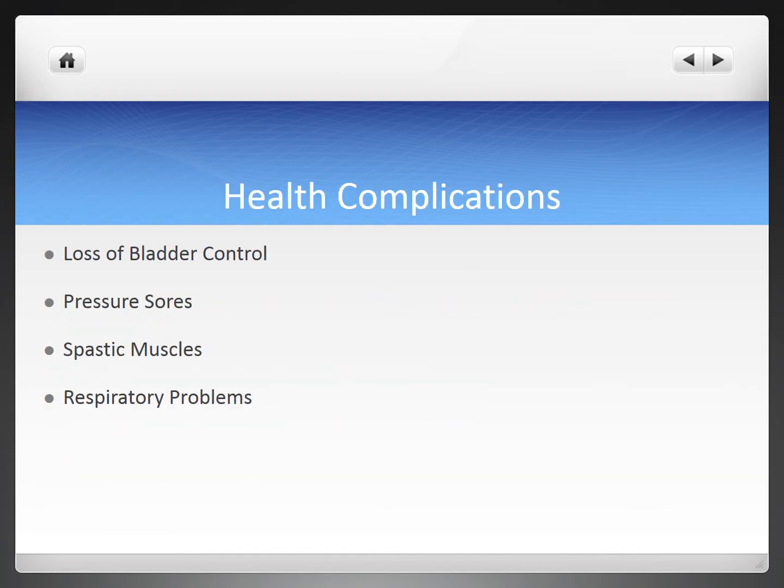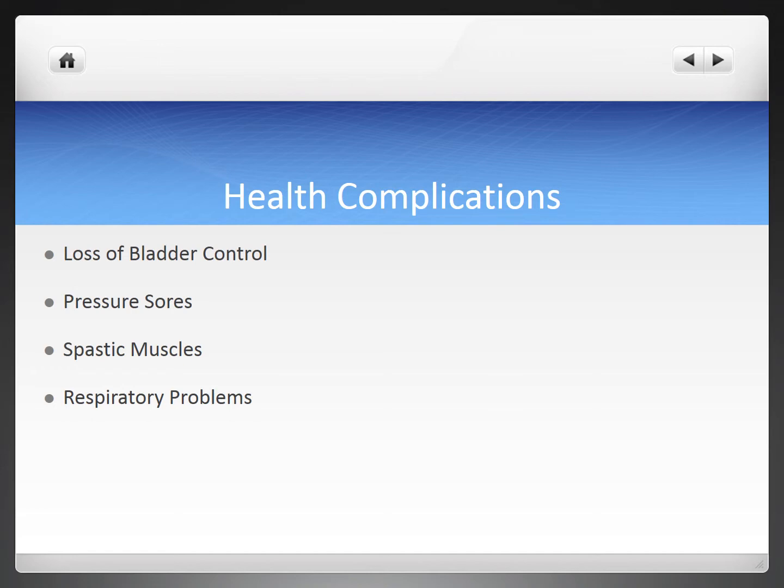Since quadriplegia leaves most people sedentary, other health complications can arise. Of these, loss of bladder control, pressure sores, spastic muscles, and respiratory problems can occur.